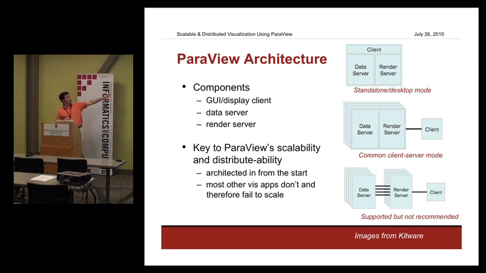So when you run it on your desktop machine, it's actually bringing up an instance of the client, the server, and the data server and the render server all together. In the common client server mode, it actually creates one or more pairs of data servers and render servers, and then those communicate across the network to your desktop client. You can actually break out the data servers from the render servers, but like we talked before, that usually means you're moving your original data set, which in many cases could be prohibitive. And again, this architecture is the key to ParaView's scalability.